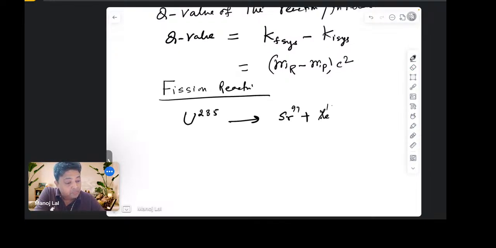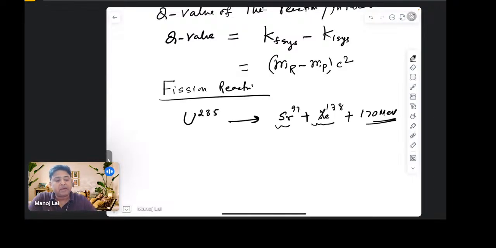Let me write, 170 mega electron volt. Then suppose the total energy is converted into kinetic energy of strontium and xenon. What will be the kinetic energy of strontium and xenon? Again, we can say this energy, this 170 mega electron volt, is converted totally into kinetic energy.